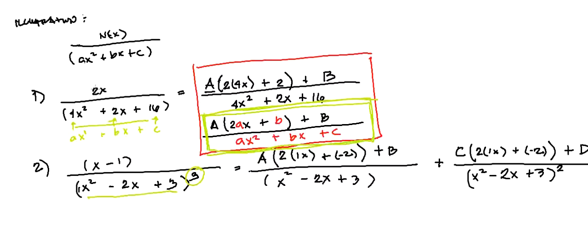Once again, let's review. This is our example, and based on our rule, it is equal to some constant a to be determined, multiplied by 2 and a, which is the value of our a here, 4. That's why we have 4, and then our x plus the value of our b, which here is 2. Then plus another constant to be determined, so we assign it as letter b, and then all over this whole quadratic form, 4x squared plus 2x plus 16.